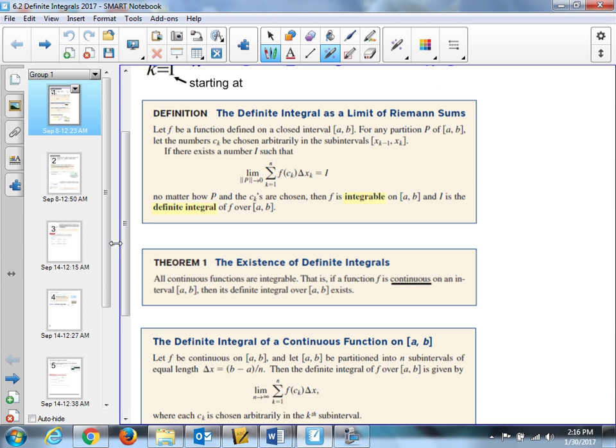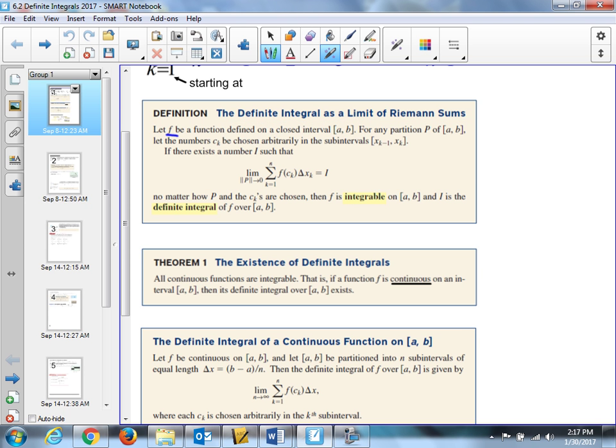Well, the definite integral can be thought of as adding up an infinite number of sums. Right now, we'll keep it finite. Finite meaning uncountable. So here's a definition. The definite integral as a limit of Riemann sums. Let f be the function, we're used to this now, on a closed interval from a to b.